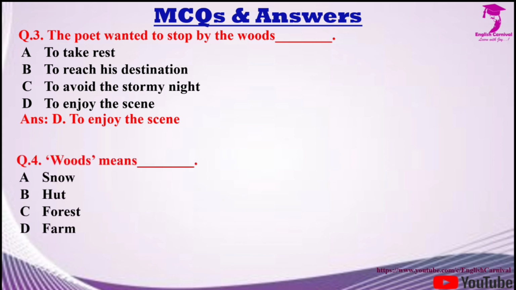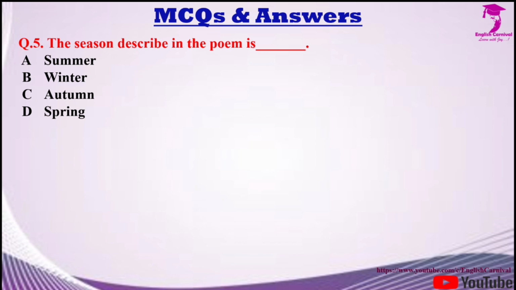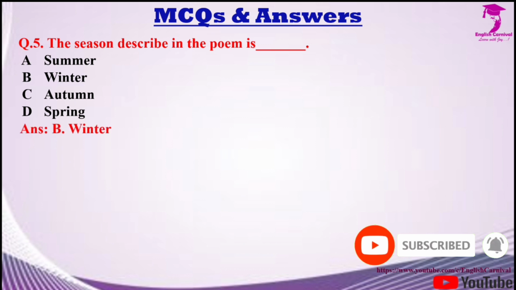Question number 4, we have woods means what? Options are A, snow, B, hut, C, forest and D, farm. The correct answer is C, and that is woods means forest. Question number 5, we have the season described in the poem is A, summer, B, winter, C, autumn and D, spring. The correct answer is B, and that is winter.